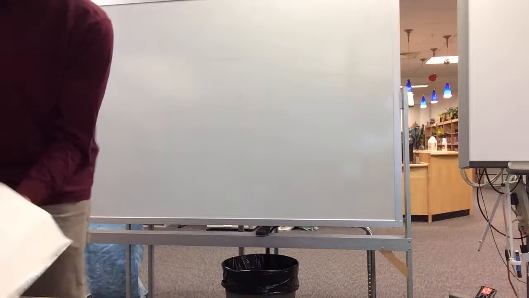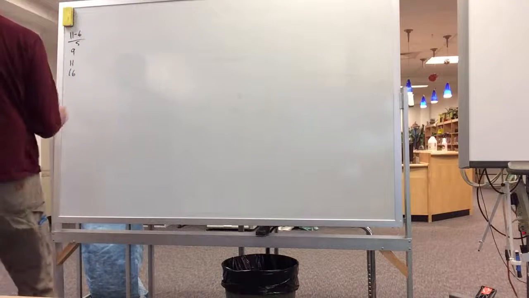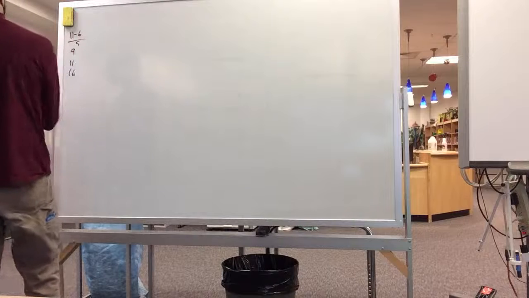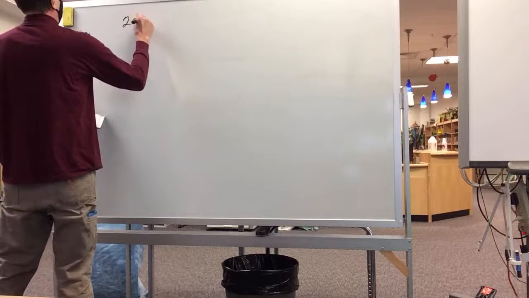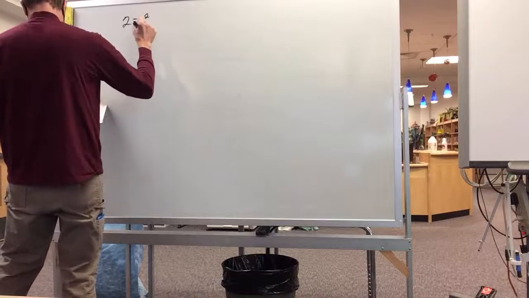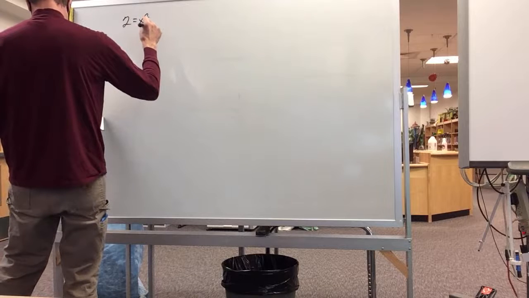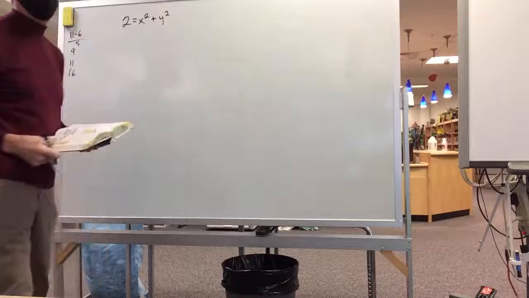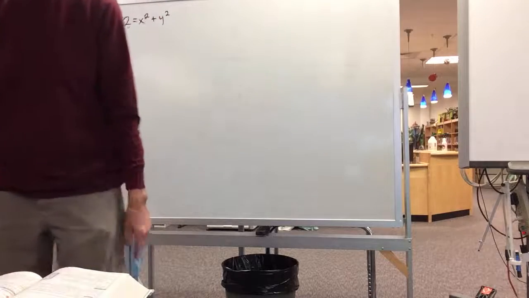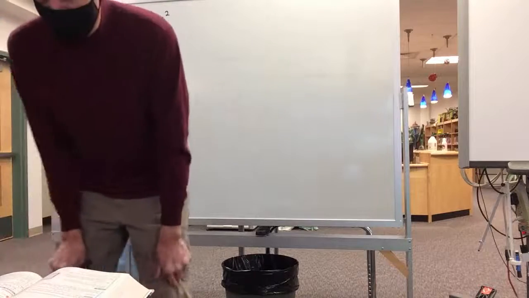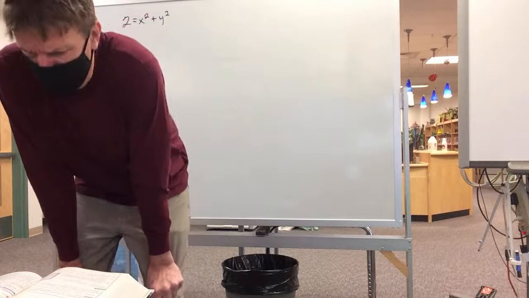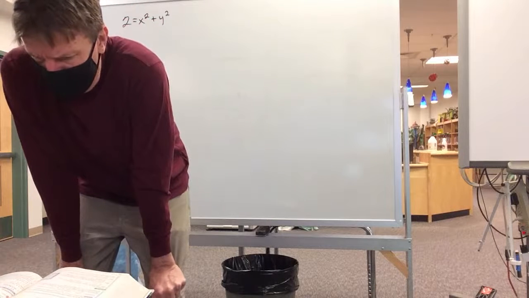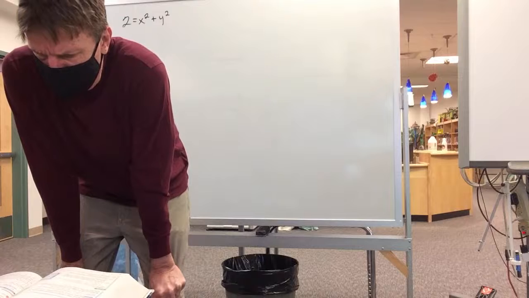Okay, so let's do this. 2 is equal to x squared plus y squared. Am I in the right book? Yeah. You never know. I just want to make sure. So that looks like the equation of a circle. And what we are supposed to do to it is find the center and the exact radius.